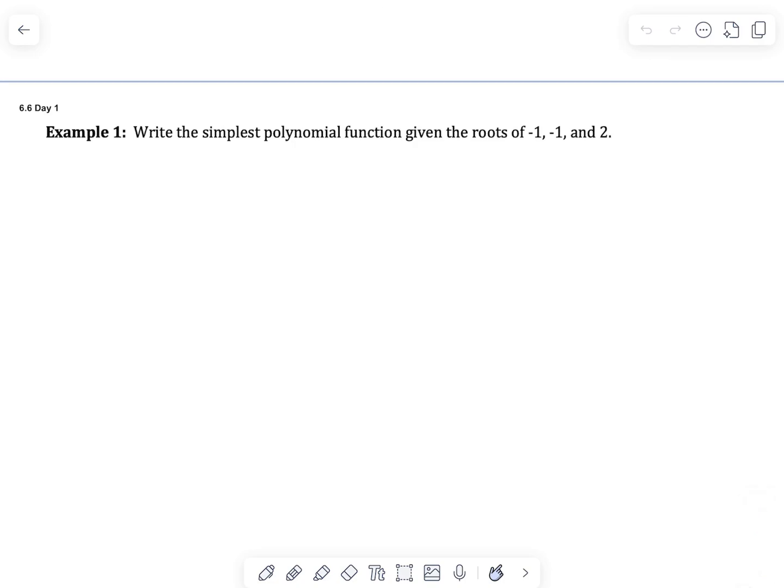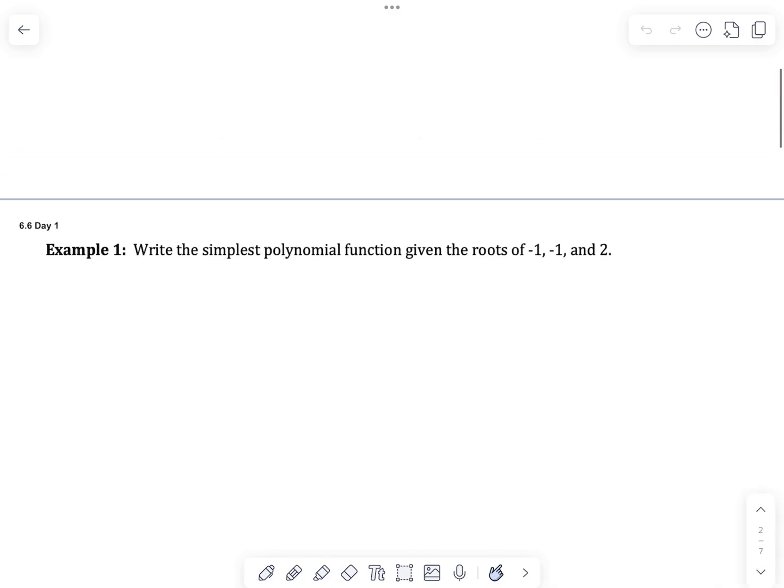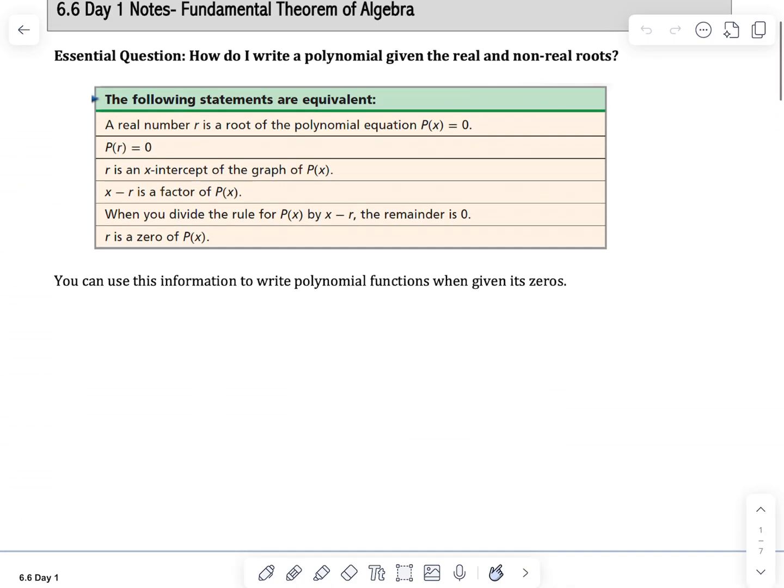So example 1 says we have 3 roots. We have -1, -1, and +2. So if we were to graph this polynomial, these would be the x-intercepts. So what we're going to do is write the polynomial in factored form. So if we go back up to here, how we write the roots in factored form, it's always going to be x minus the root.